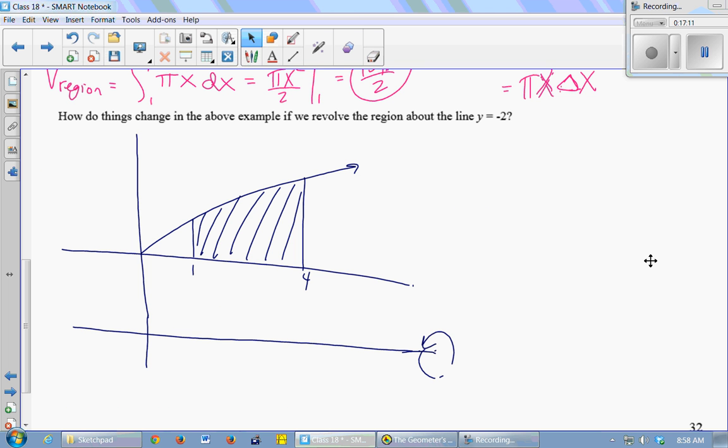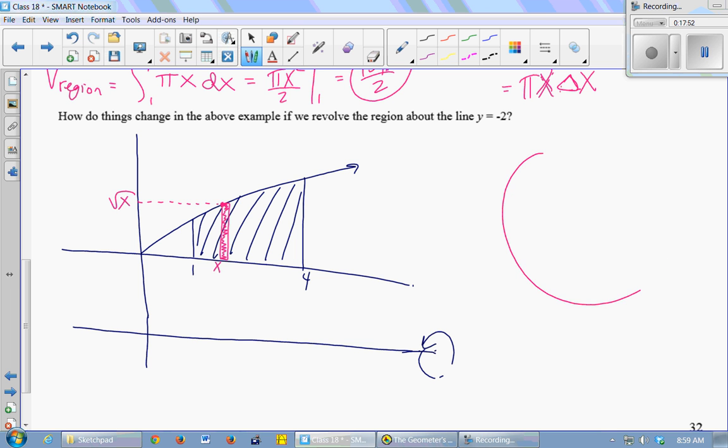Okay, so I draw my representative rectangle. Just put it anywhere because it's just as representative of n of them. I'm going to actually put n of these from 1 to 4, rotate them all, and add them all up. But I only have to draw one just to picture what's going to happen. So we're going to put this at a value of x. The width of this thing is delta x. And the height, right, is the square root of x, because that's the function that we're going up to the height of. So when I rotate it around the line y equals -2, I end up with a washer.